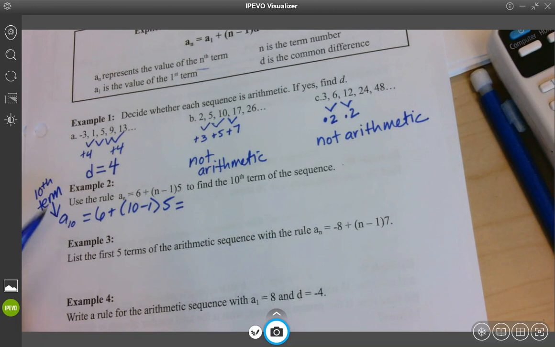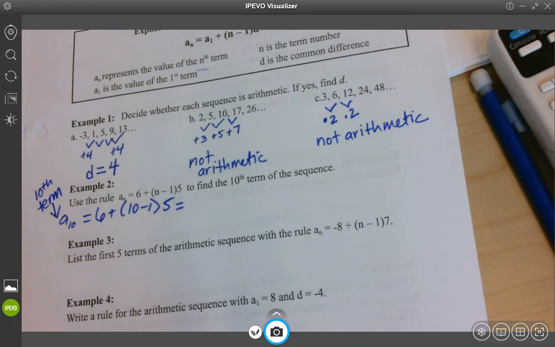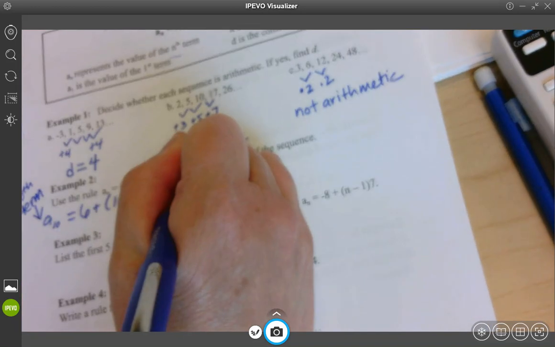And then after you've done that one, do example 3. In example 3, we don't just want the 5th term, we want the first 5 terms. So you'll have to find the first term, the second term, the third term, the fourth term, and the 5th term. Okay? So go ahead and do those 2. I'll come and see how you're doing. Okay. So we get 51 for this one.